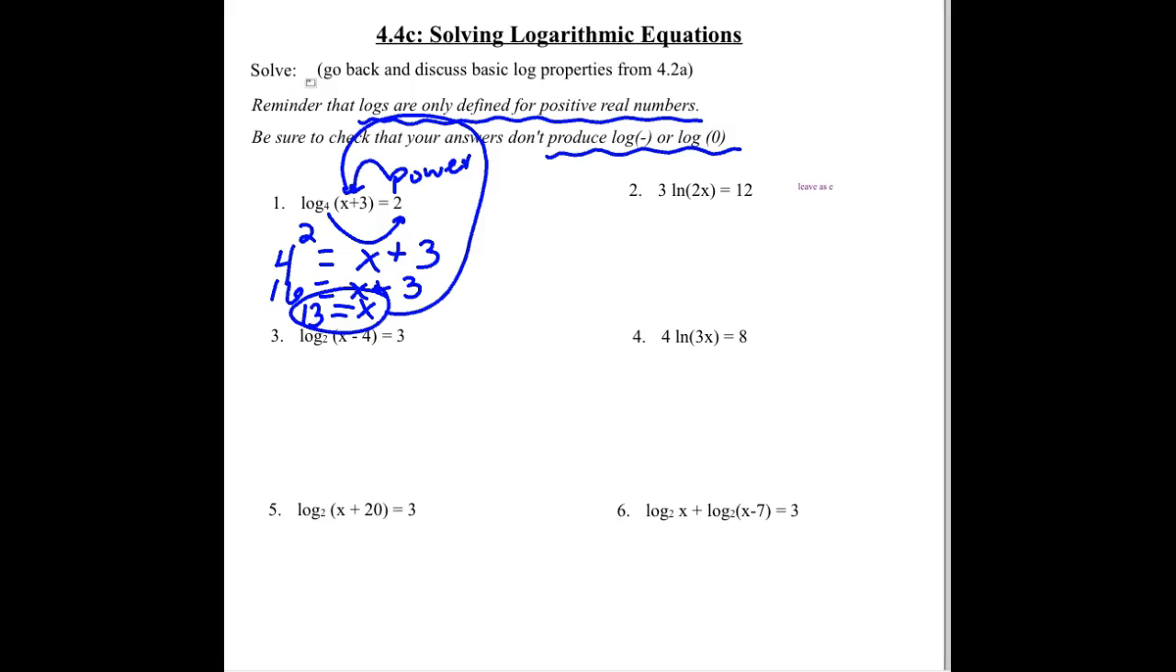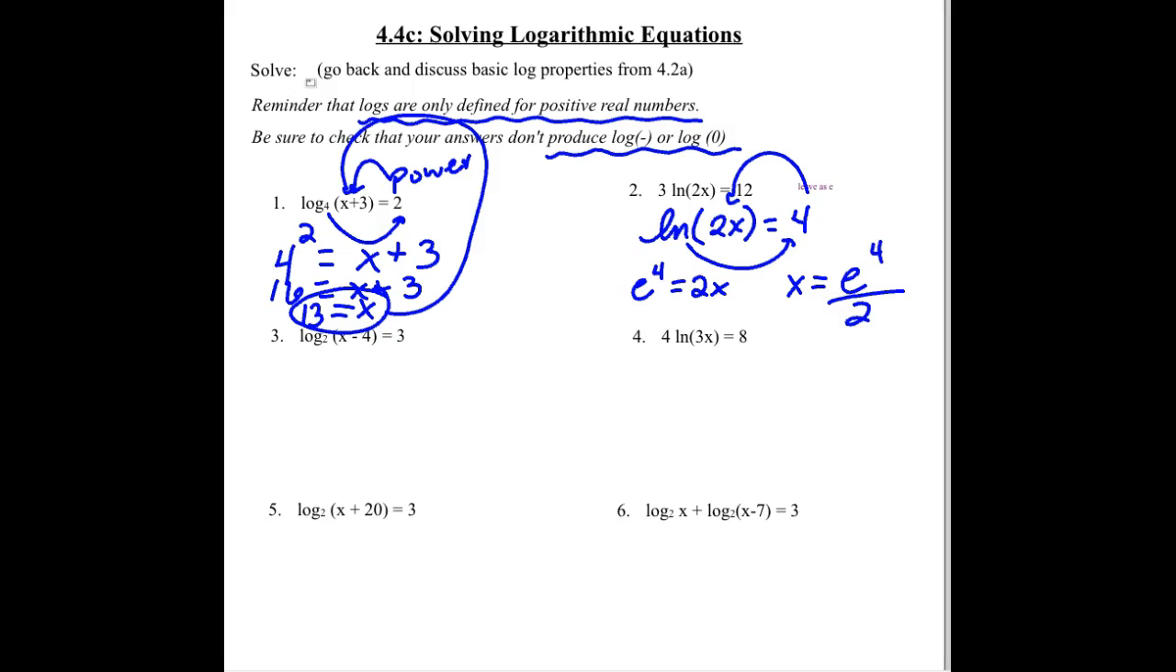Okay, so our first step would be to divide the 3 out, which gives us the natural log of 2x equaling 4. All right, and now we can write it exponentially. Our base is e, so we're going to say e to the 4th power equals 2x. So how would we solve for x? So e to the fourth divided by 2. And I'm going to have you leave that as your answer as opposed to giving me a decimal approximation. Okay, this is more exact. So just leave it like that.